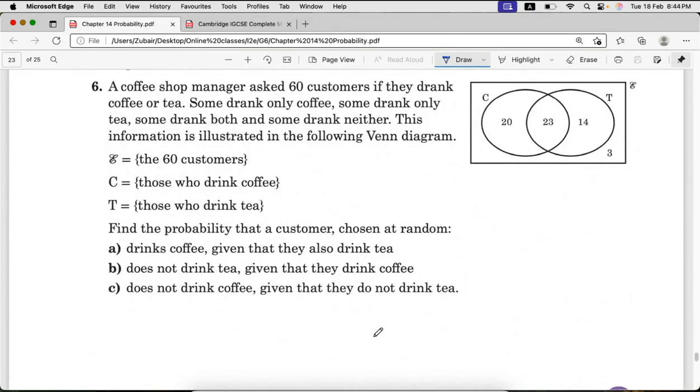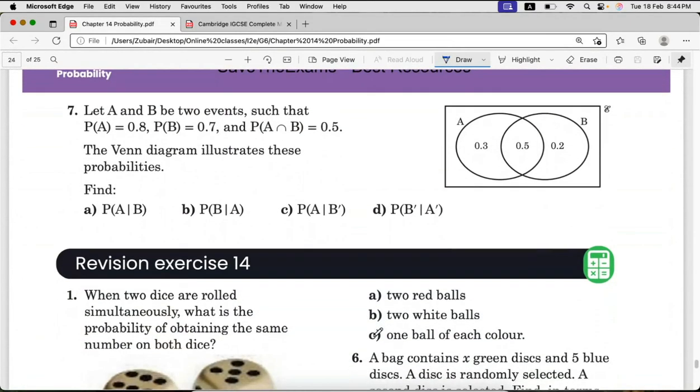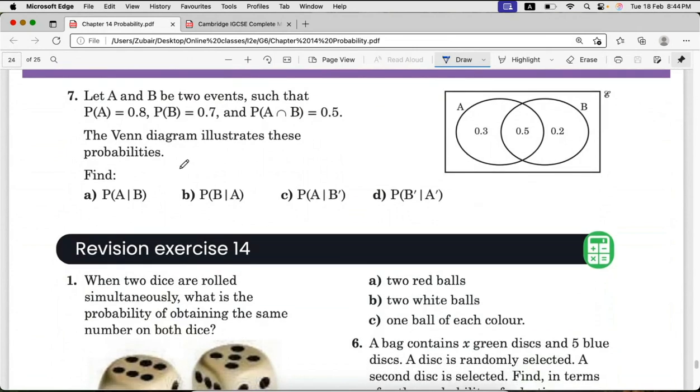Okay. We've done these types of questions. Let's just try this and then the syllabus will be complete and we move on to past papers. Let A and B be two events such that the probability of A is 0.8, and you can see the split. The probability of B is 0.7 and the intersection is 0.5. The Venn diagram illustrates these probabilities. Find probability A given B.